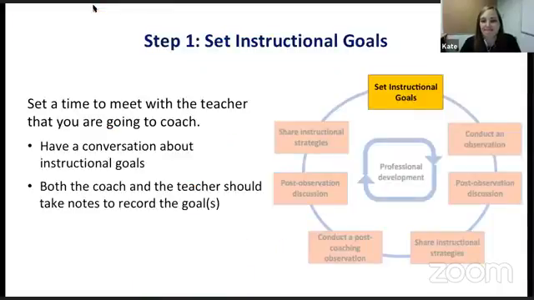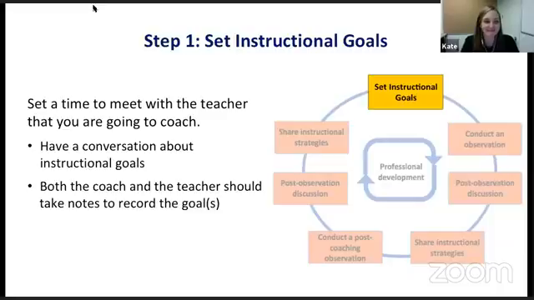Sounds good. Also, I think one thing that I'm noticing about this cycle is that the goal is one of the most important things. And then there's a lot of chance for observation, discussion, and sharing, which I think is really exciting. But anyways, I'm sorry to interrupt. You can go ahead and continue here.